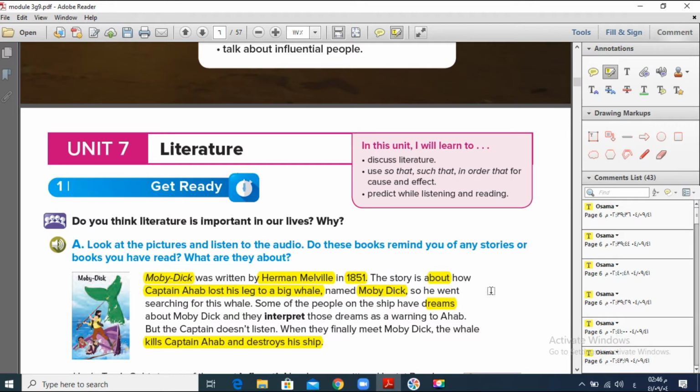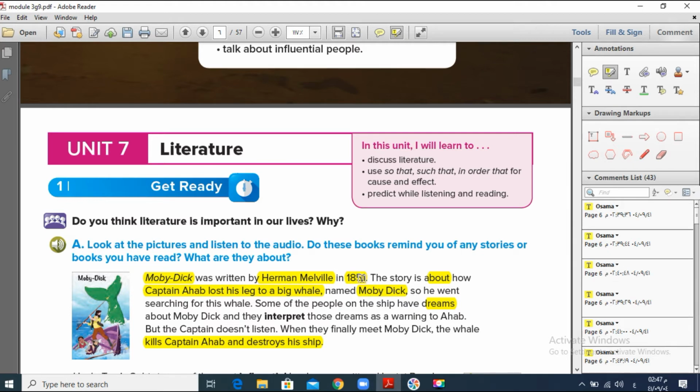The questions may be direct and may be indirect. Direct, like I said: What's the name of the story? It's Moby Dick. Excellent. Who wrote it? Herman Melville. When was it written? In 1851. That's very nice. But I can ask you, how old is the story? Here you need to think. The story was written in 1851, and today we are in 2020. So you must count the amount of time.